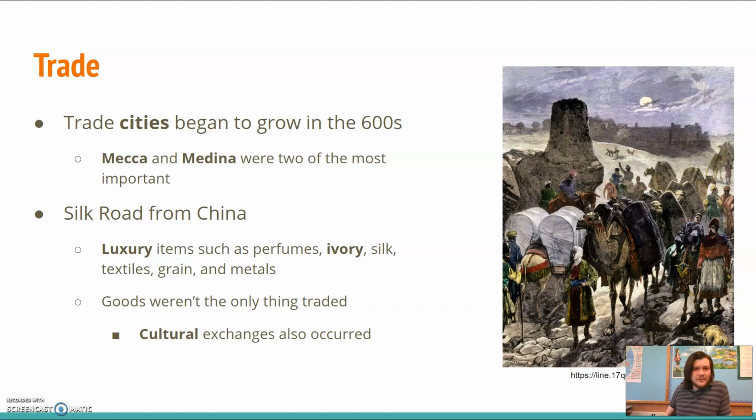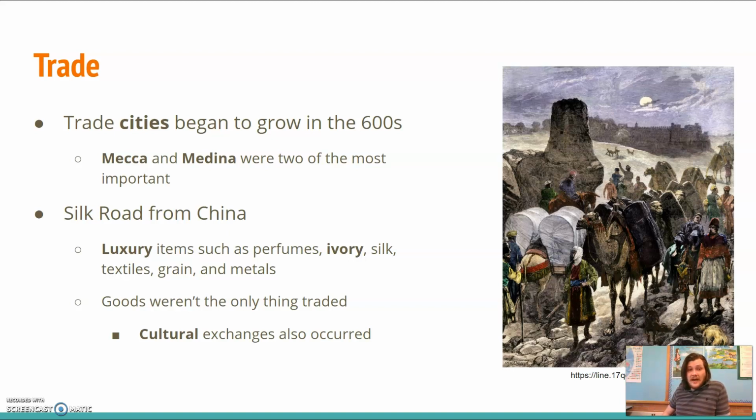Trade cities began to grow in the 600s. Mecca and Medina were two of the most important trade cities in the Arabian Peninsula. The Silk Road from China was part of the reason why this trade was going through the Arabian Peninsula. Because if you remember, the Silk Road started in Asia and went through Central Asia, got to the Middle East, the Arabian Peninsula, and then moved into Europe and Africa from there.